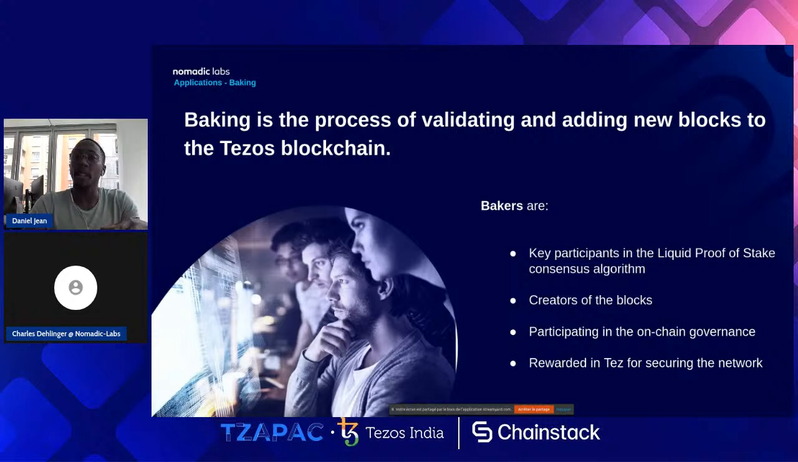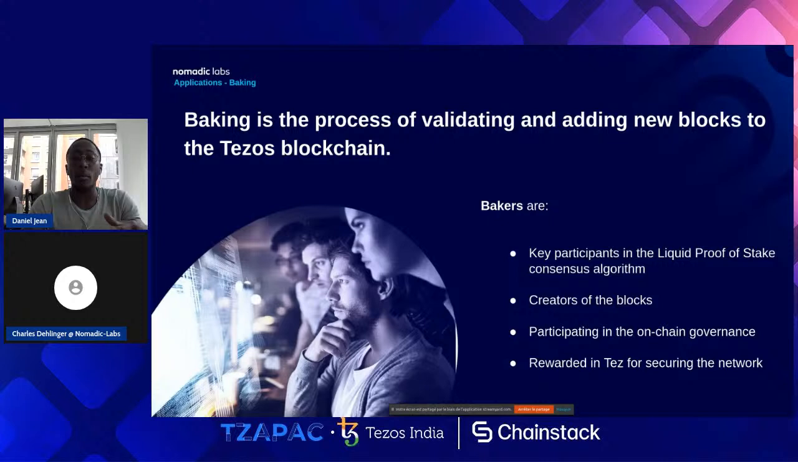Bakers participate in the on-chain governance. The on-chain governance is a core principle of the Tezos blockchain, which allows it to evolve in time. So, for example, if a user or a developer wants to add a new feature, a new characteristic to the blockchain, he can submit a proposal, and this proposal is voted by the entire community, the entire Tezos community.